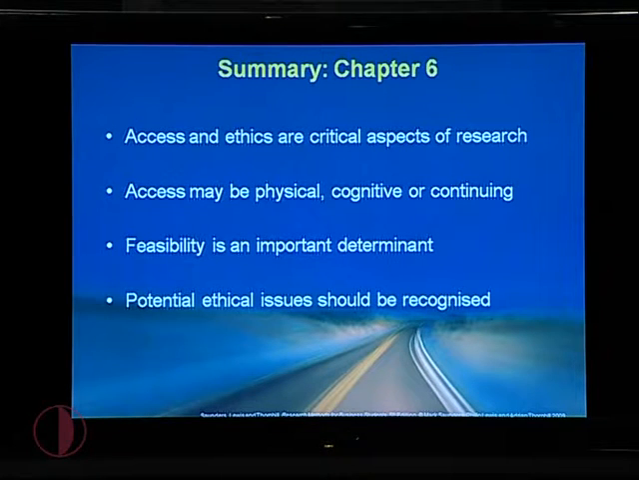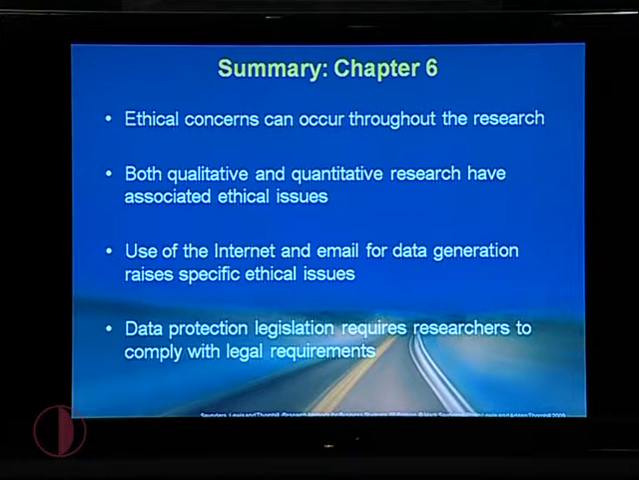By this, we conclude our summary. Access and ethics are critical aspects of the research. Access may be physical or cognitive, to get the information. Feasibility is an important determinant. Also, potential ethical issues should be recognized. Ethical concerns can occur throughout the research. Both qualitative and quantitative research have associated ethical issues also. Use of the internet, online, for data generation. Data protection legislation requires researchers to comply with legal requirements.